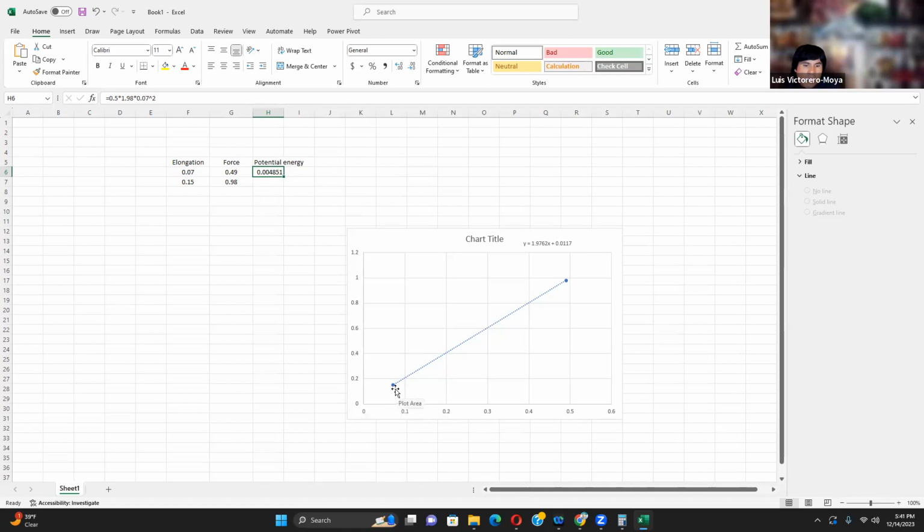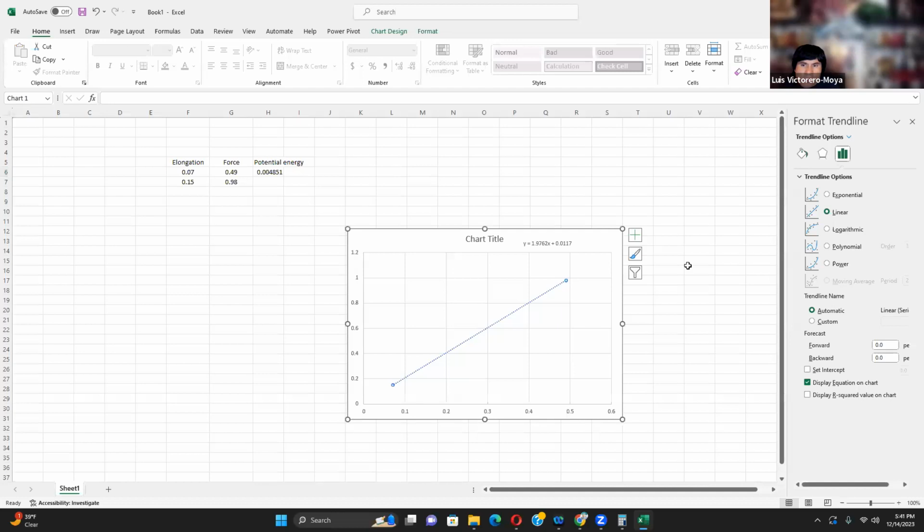If you do the area under the curve here, in this type of graph, you can extend the line. Then you can calculate the area, base times height divided by 2, and it will be the same if you think about it. All right.